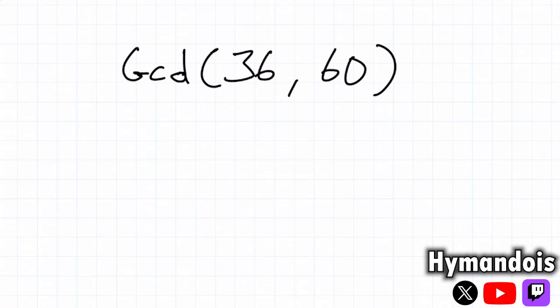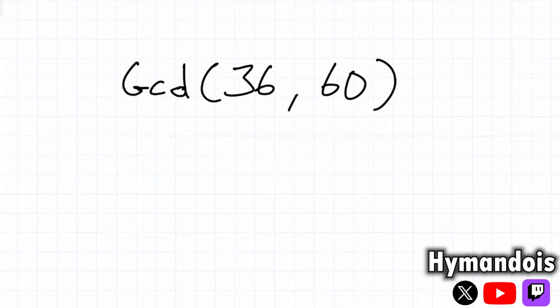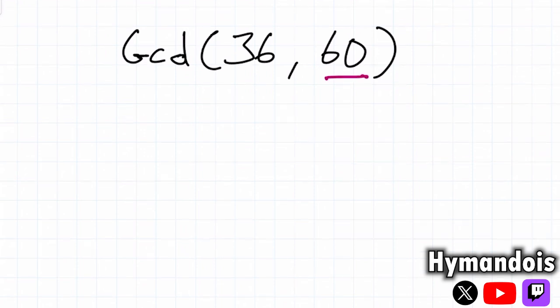Let's calculate the GCD of 36 and 60. First off, which one is the biggest? Well, it's 60, right? So let's put 60 on the left side of the equation and put 36, because that's less than 60, on the right side of the equation.